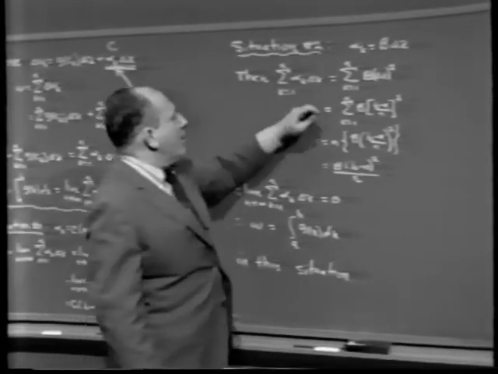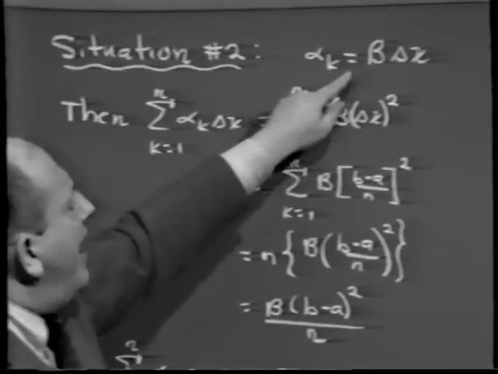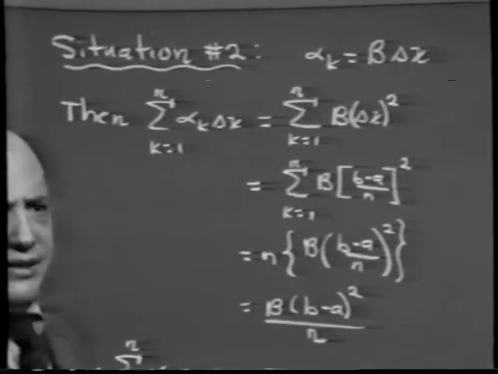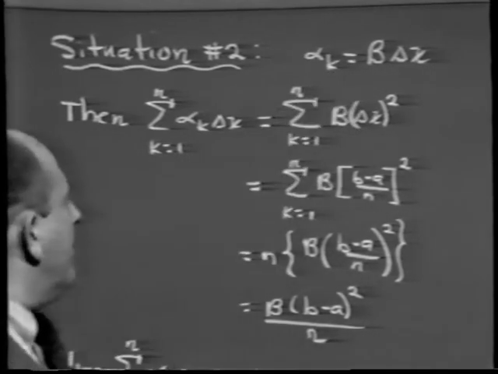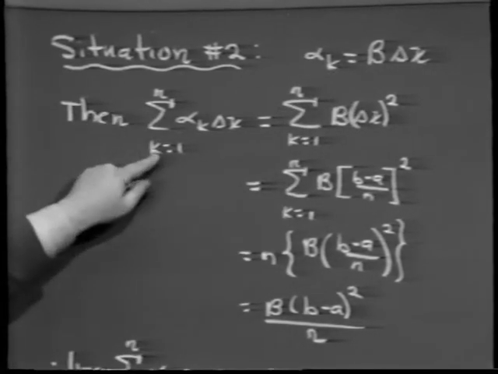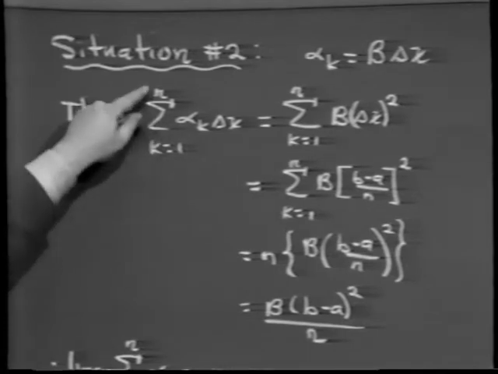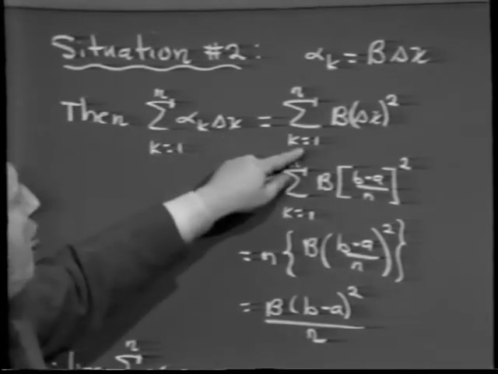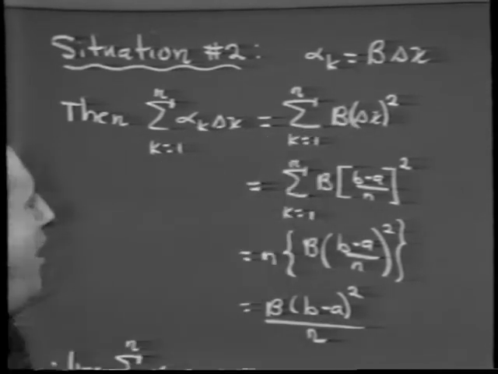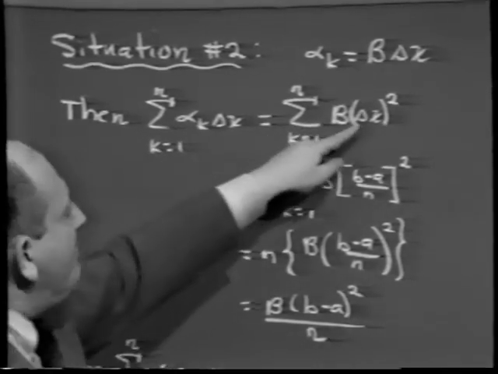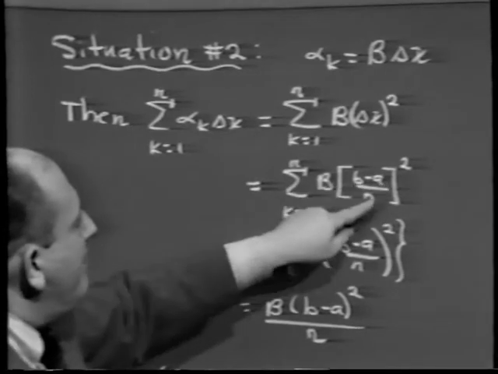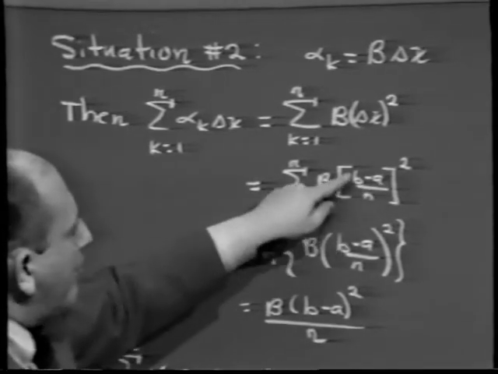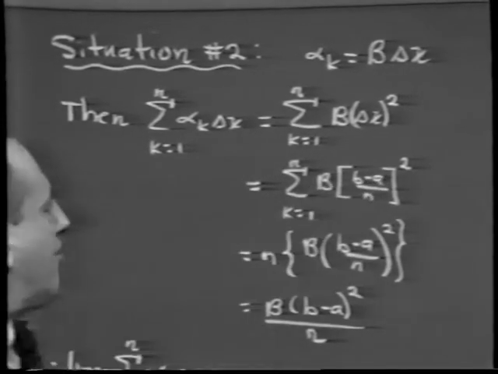Situation number 2 is, suppose instead alpha k is a constant times delta x, b times delta x, where b is a constant. In that case, notice that the summation k goes from 1 to n, alpha k times delta x, is just the summation k goes from 1 to n, b times delta x squared. Now keep in mind again that delta x is still (b minus a) over n, so delta x squared, of course, is ((b minus a) over n) squared.